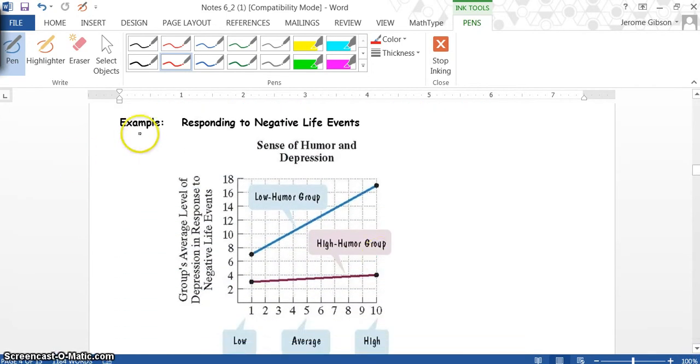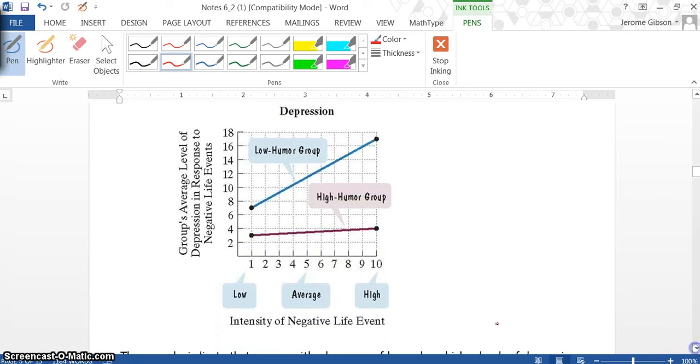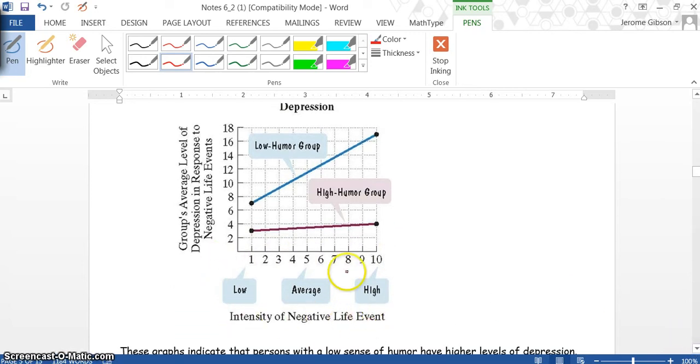Now we have this example. Responding to negative life events. Sense of humor and depression. Well, reading this graph, we have sense of humor and depression. It says the group's average level of depression in response to negative life events. This is what this y-axis is here. And the x-axis is basically the intensity of negative life events.